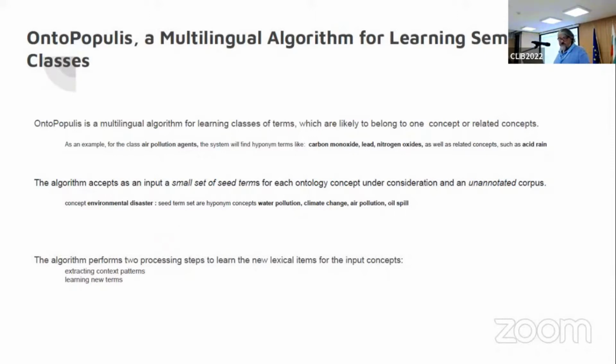I'm giving another example here. If we want to learn a concept like environmental disaster, the seed term set are hyponym concepts like water pollution, climate change, air pollution, and oil spill. And then the system is going to suggest a list of terms which are supposed to be part of this environmental disaster category. The algorithm performs two processing steps to learn the new lexical items for the input concepts: extracting complex patterns and learning new terms.